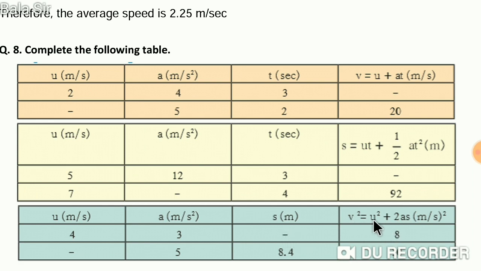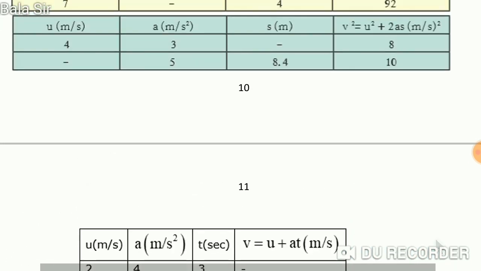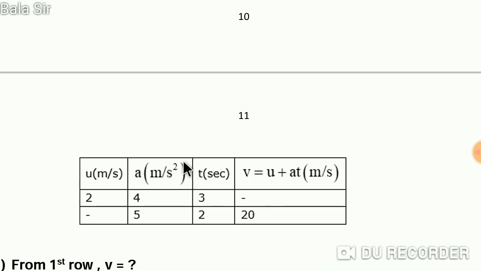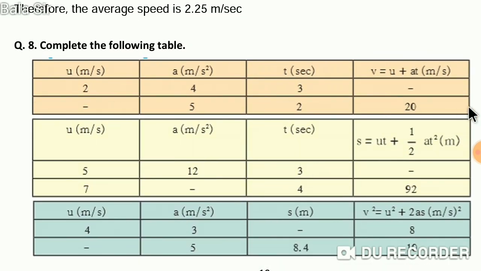V square is equal to U square plus 2AS. So here the value of V is given as 8. Second, last sum, U we want to find, A is 5, S is 8.4 and V is given as 10. So let us try to solve the sums. This is the box which I given over here. So this box is this one.